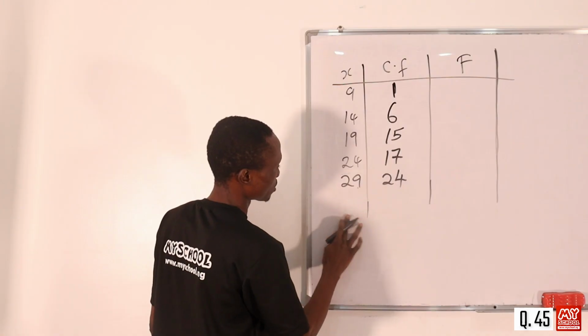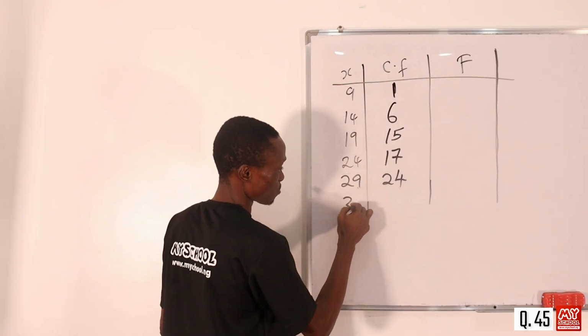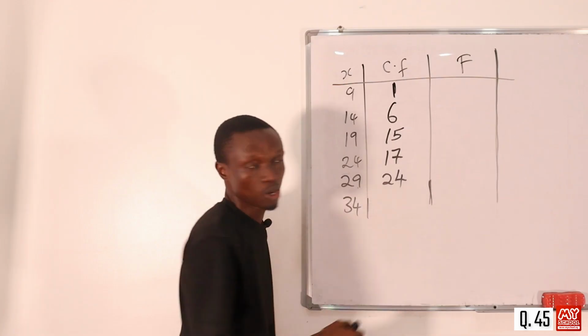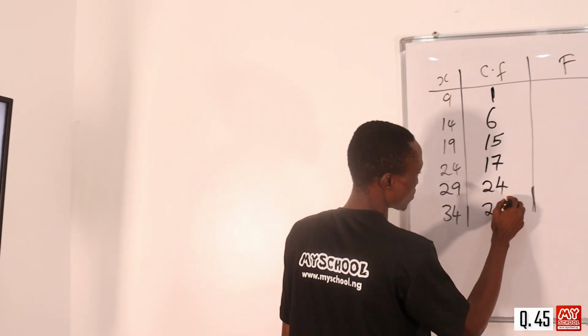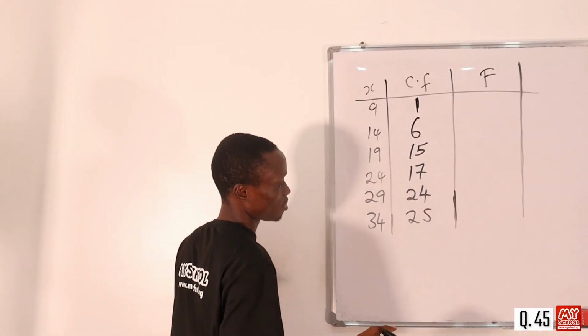Why this part should be the 34. Okay, so for 34, look at 34 here, it just touches the graph at this point. So if you trace it down, that is 25. So here is 25. Now we cannot get the frequency.